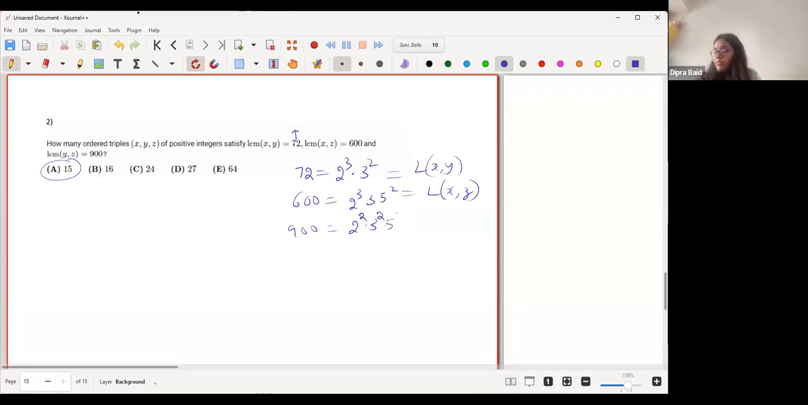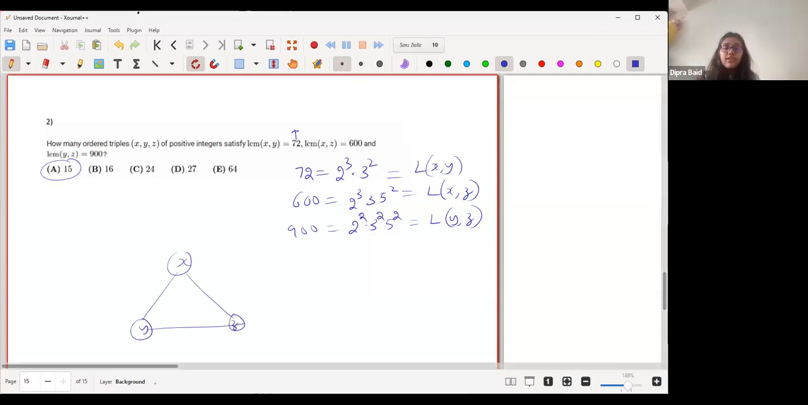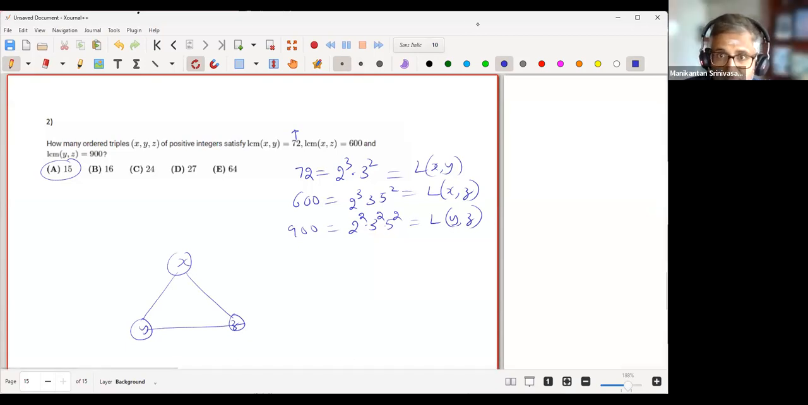So then, just for me to understand better, I kind of made a triangle and wrote X, Y, Z in each of the corners. Then I wrote 2 raised to 3, 3 raised to 2, between X and Y, on each of the sides. Yeah, wonderful. I really like this suggestion.